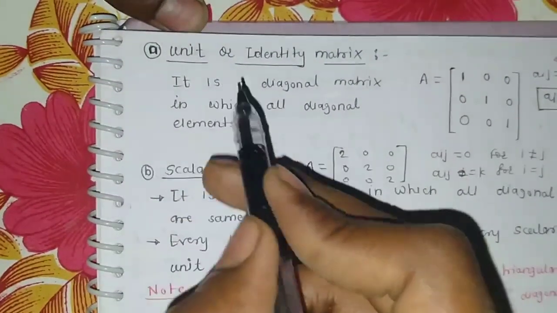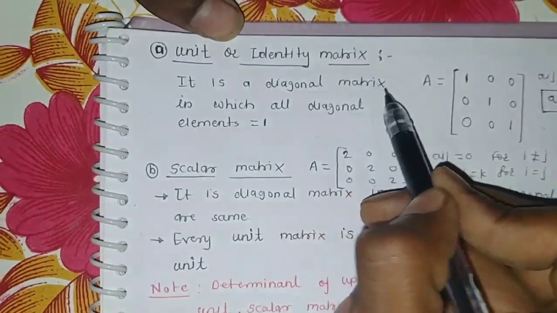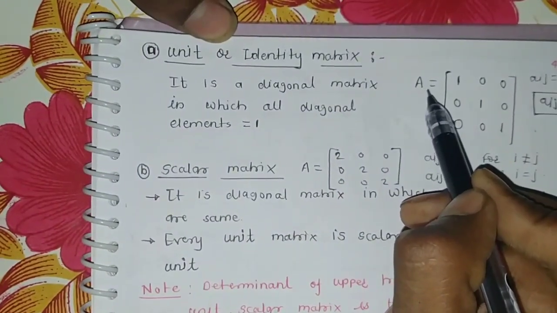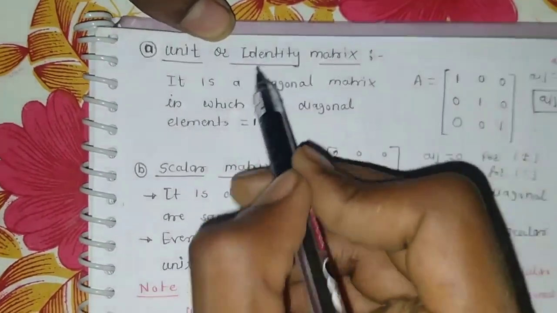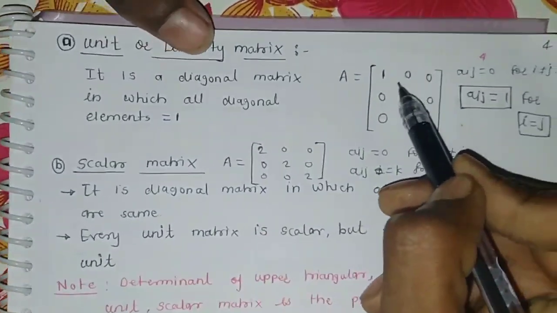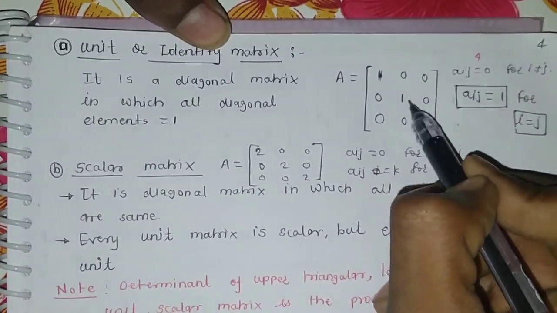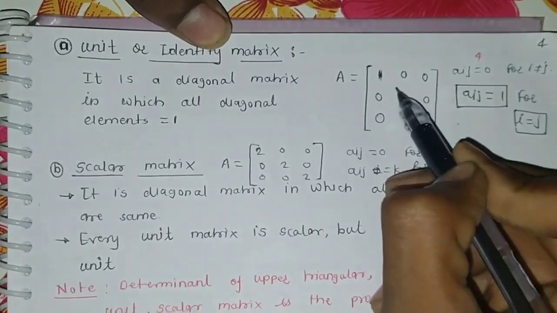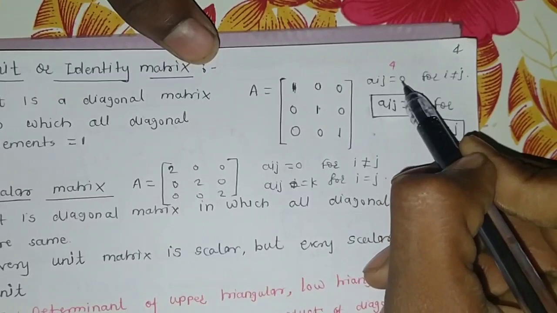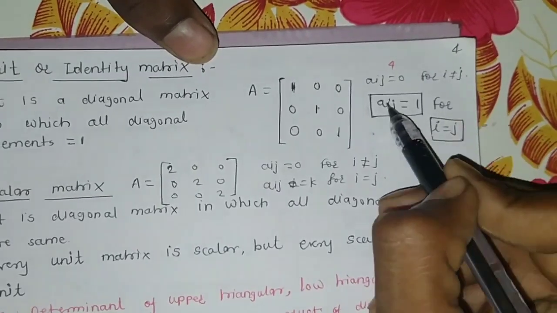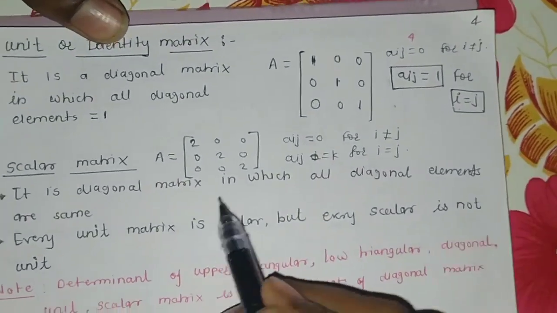You can see here the unit or identity matrix. It is a diagonal matrix in which all diagonal elements are 1. Unit or identity matrix means what? Here it is the diagonal matrix in which all diagonal elements are 1. Here Aij is equal to 0 for i not equal to j, and Aij is equal to 1 for i equal to j. Simple definition, okay guys.